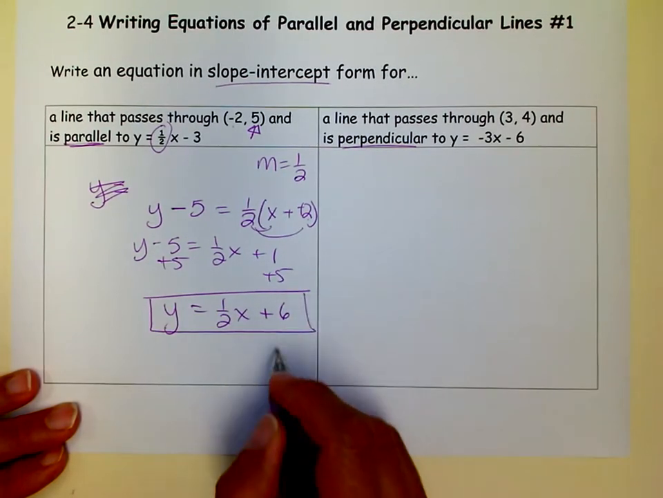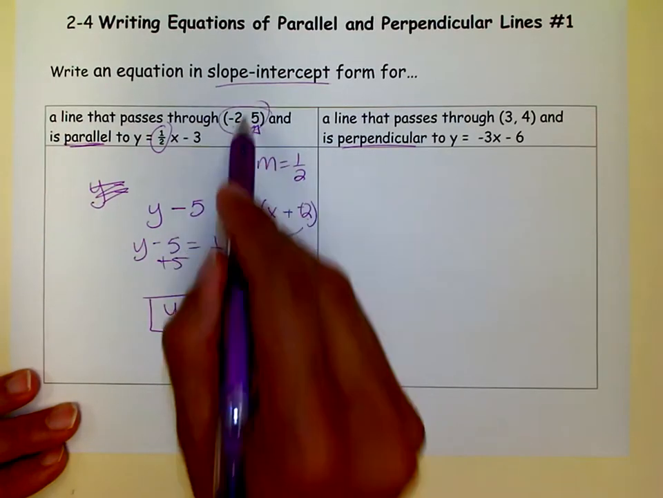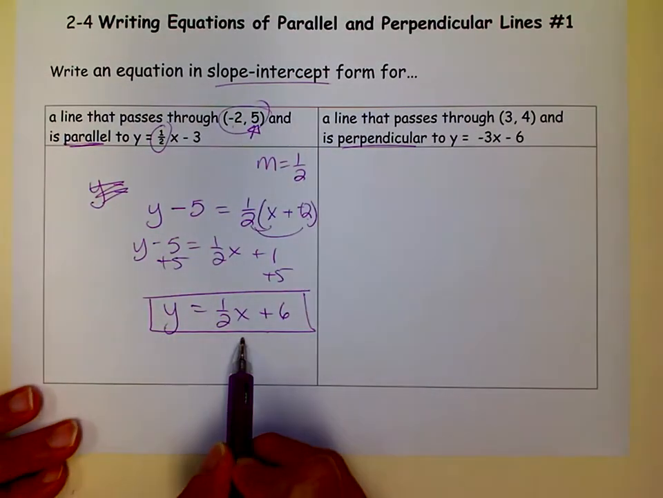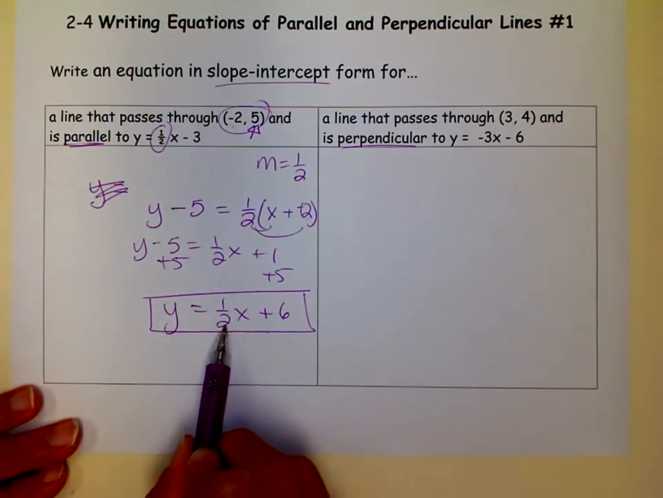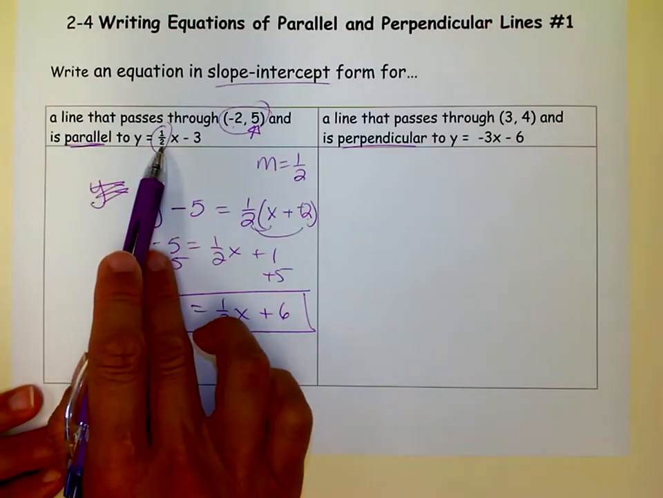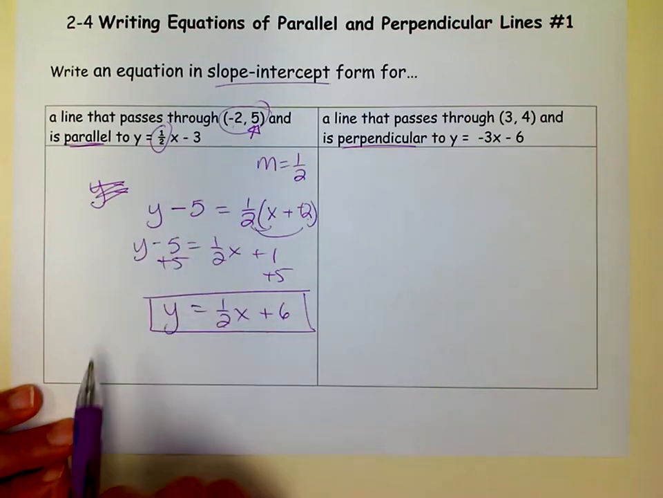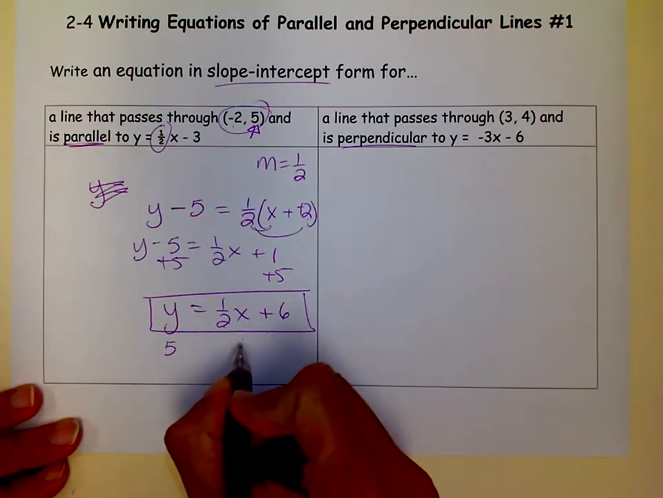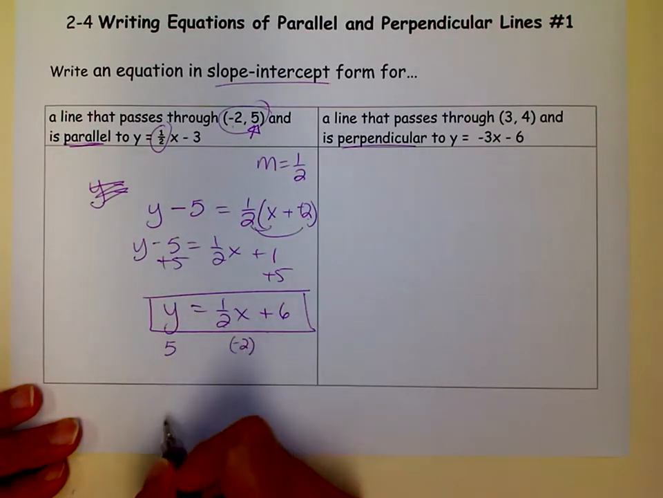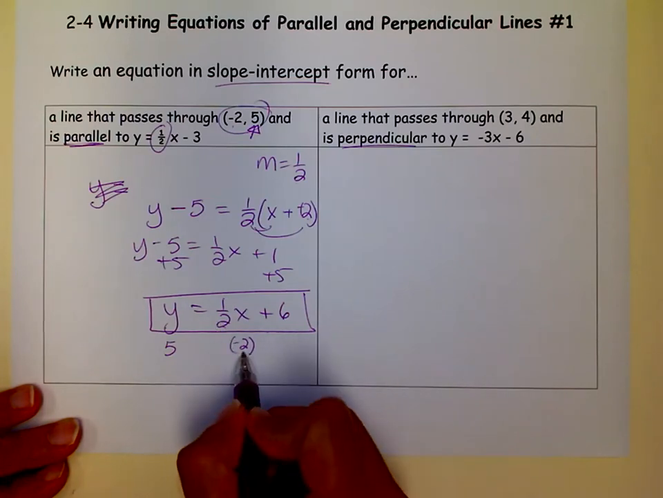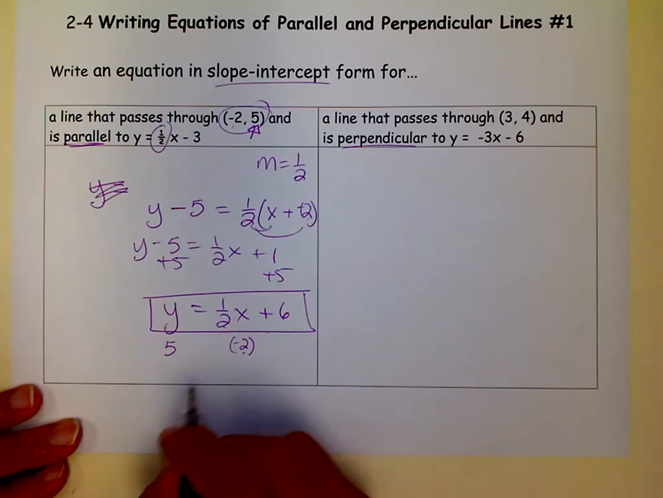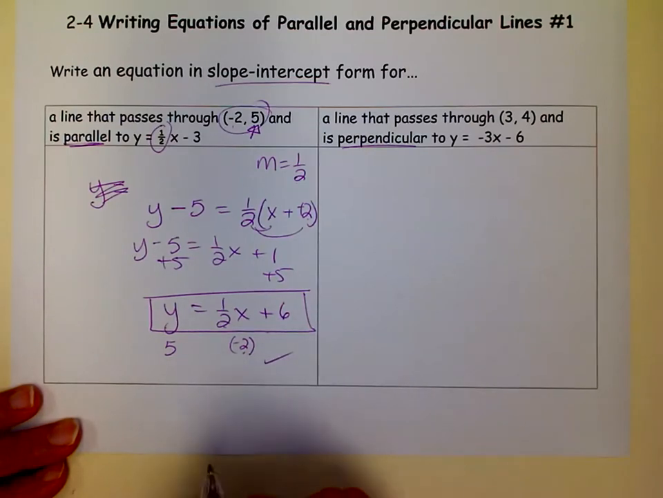Now here's where you can check. We're going to put this point back into here to see if it actually works. The slope is obvious, it's 1/2, and we knew it was parallel to this line that also has a slope of 1/2, so we know for sure our slope is 1/2. But let's check the point. If you put a 5 in here and a -2 in here, does it work out? Well, what's 1/2 of -2? It's -1. -1 plus 6 is 5. So we checked. We're good.